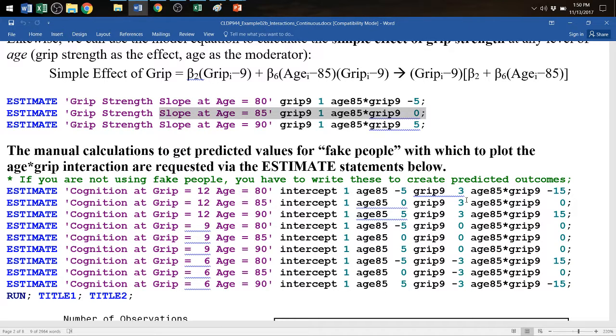If you don't want to or can't figure out the fake people thing, here is your second option. So it's either or. You don't have to do both of these, but I'm showing them both just so that you have lots of choices.